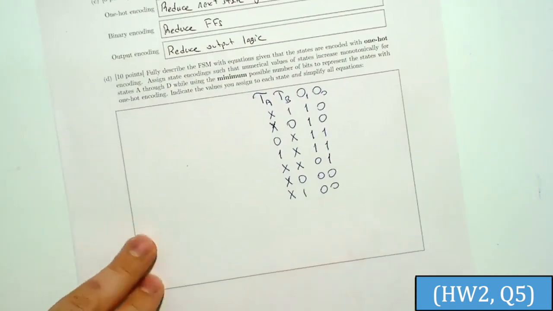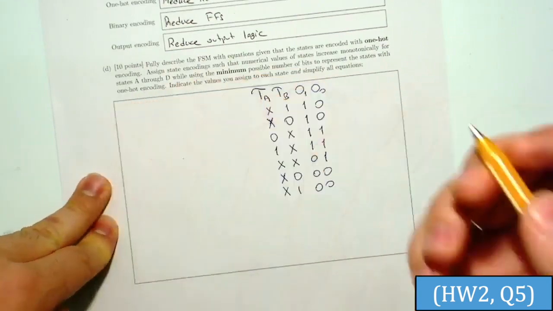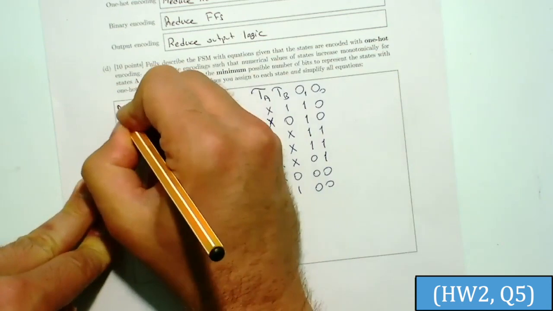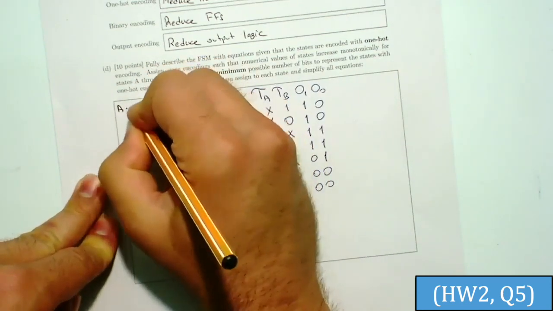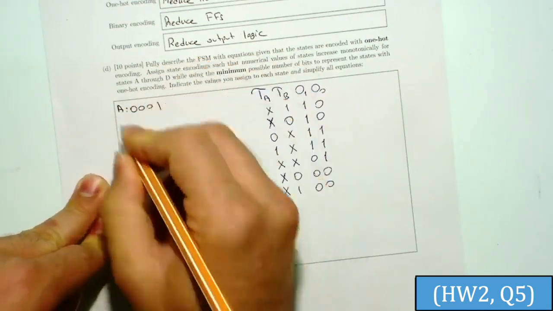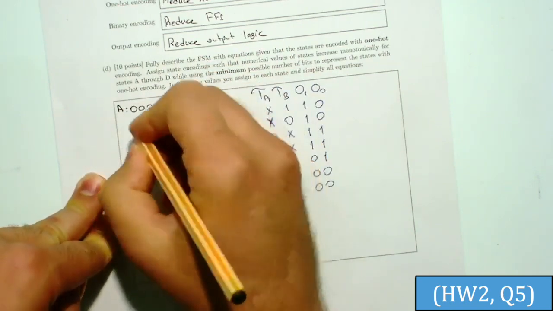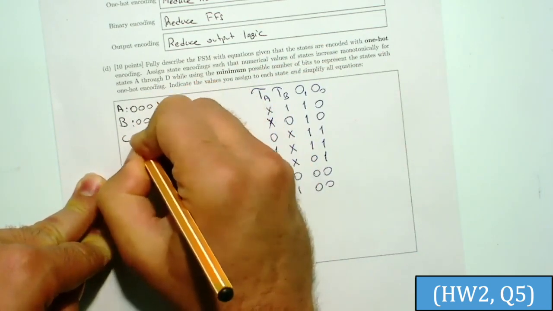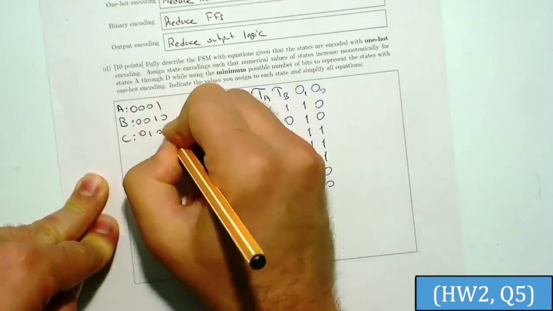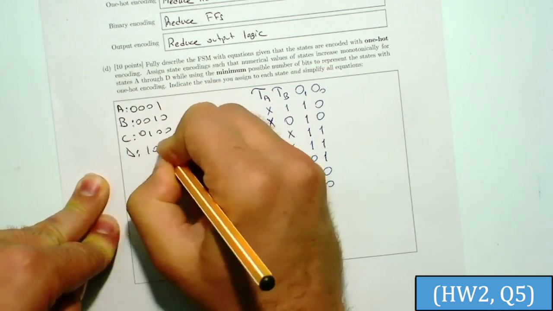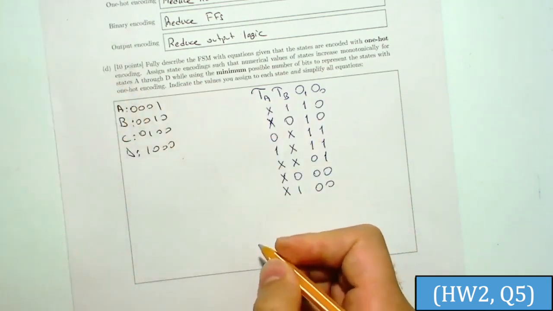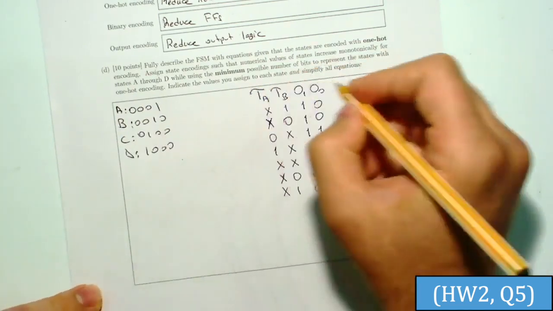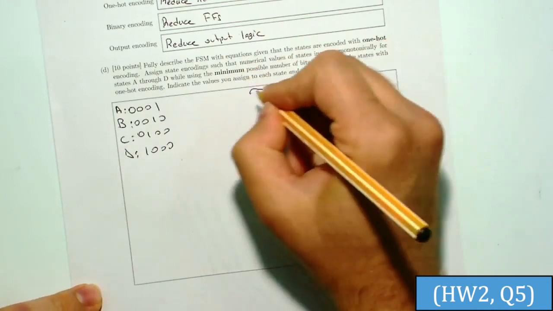For the one-hot encoding, I'm going to represent each state using a single bit. So for example, I can represent A with the least significant bit, and B as follows, C and D. All right. So every state is represented by a single bit. So I'm going to put that into the table that I've written here.